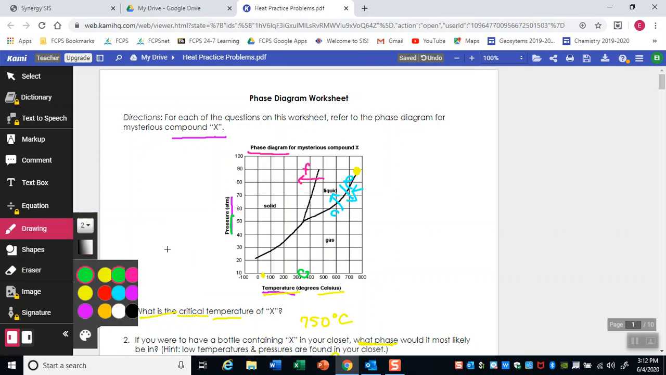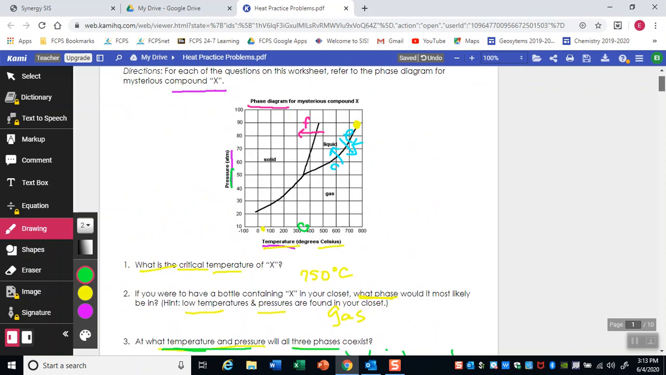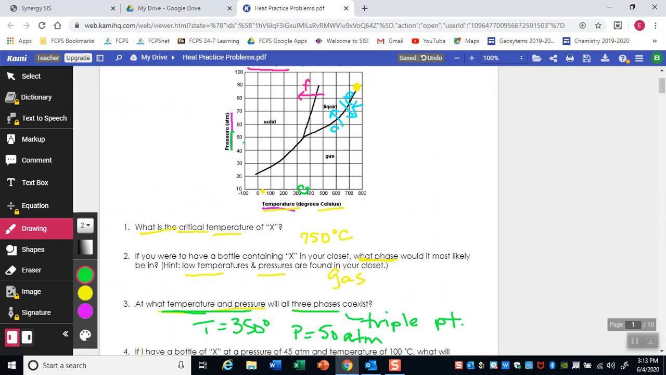Okay, so the pressure is 45 and the temperature is 100. So when I'm at 45, here's 40, 50, so 45 is in the middle, and the temperature is 100. So if I come up here and over to here, that's this point here. Well, what state is this? That would be solid. Okay, so my X compound is solid here.